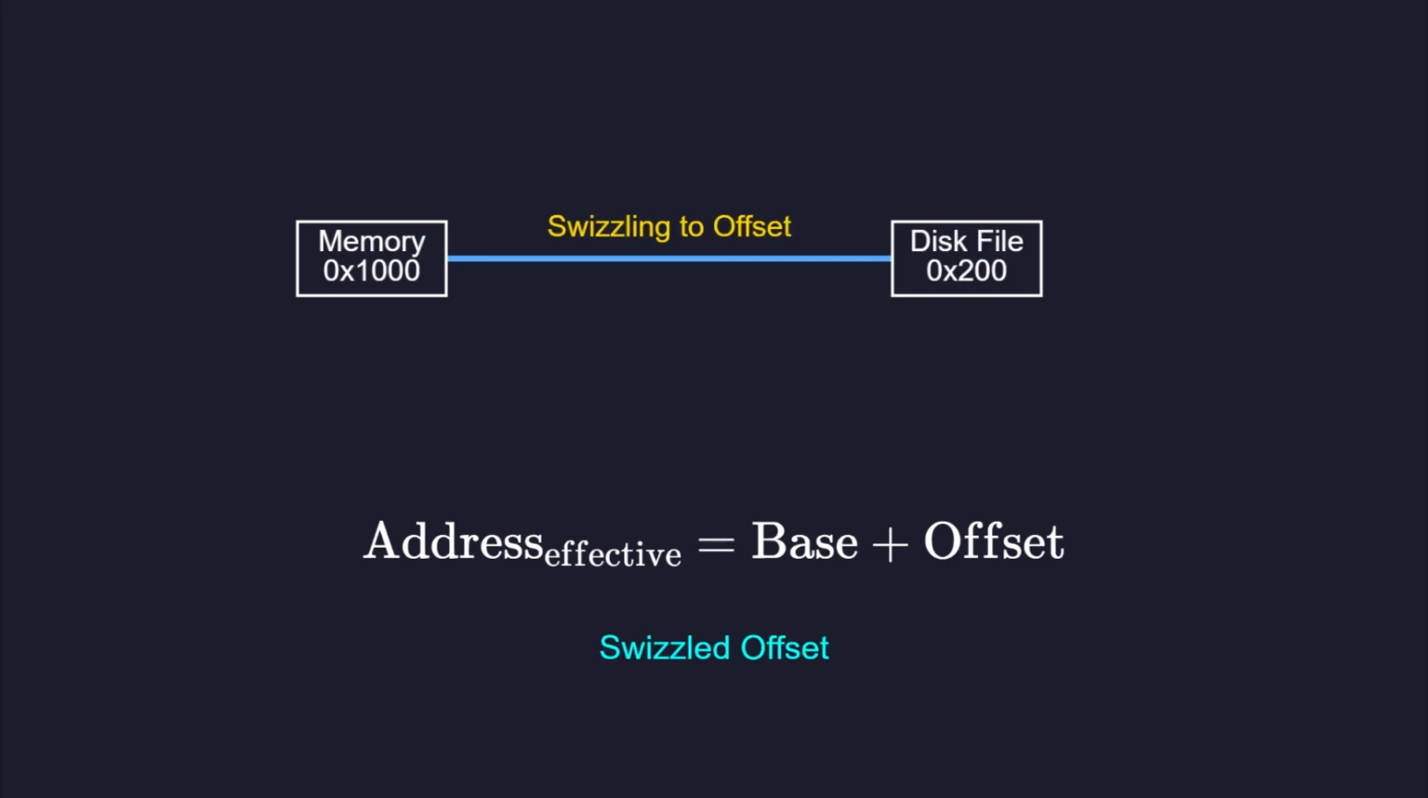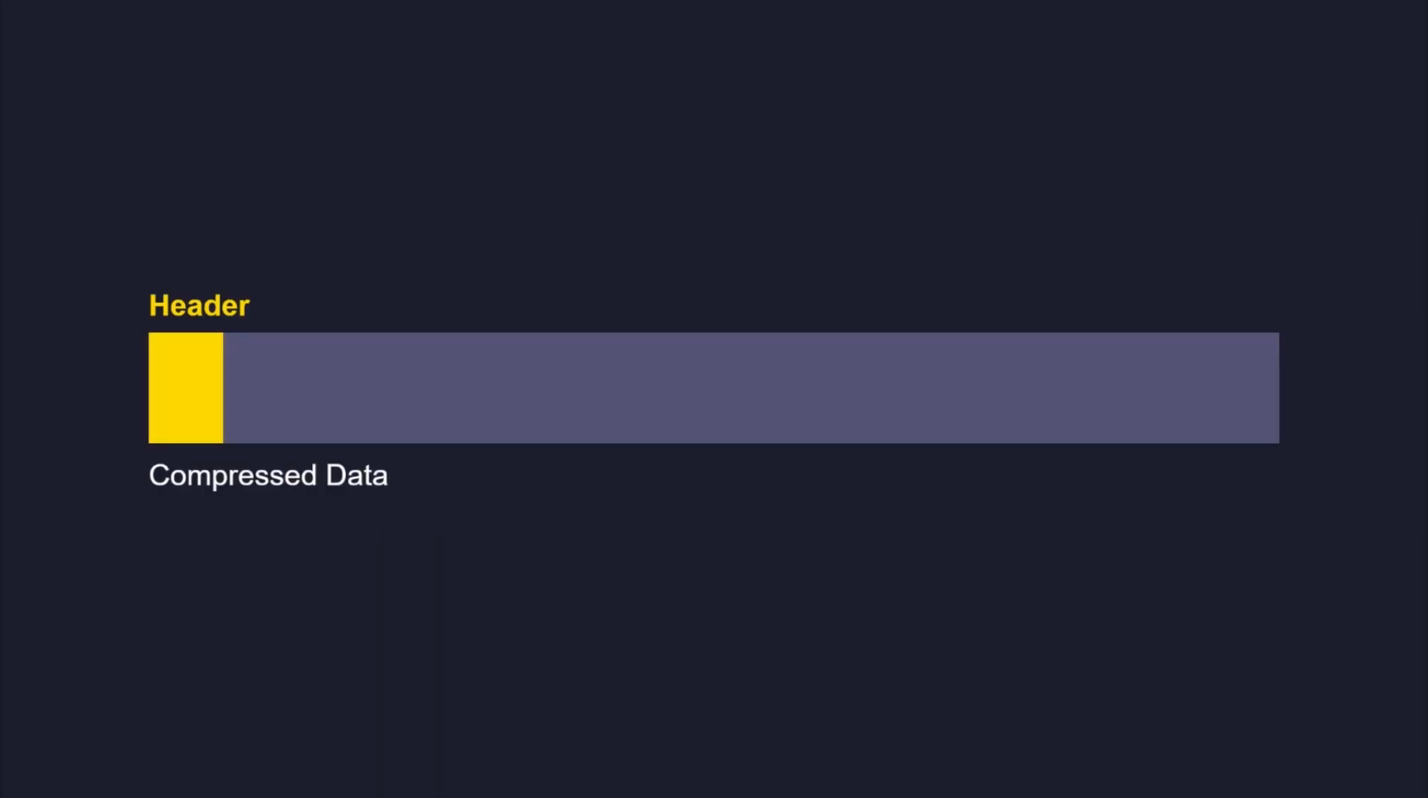Identify pointer swizzling, where memory addresses are converted to relative offsets before saving to disk. You must add the base address of the current block to these offsets to find the true location of the target data. This technique is used to ensure the binary file remains portable across different systems.